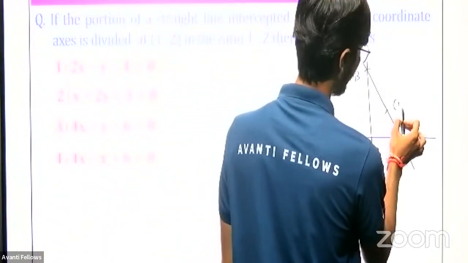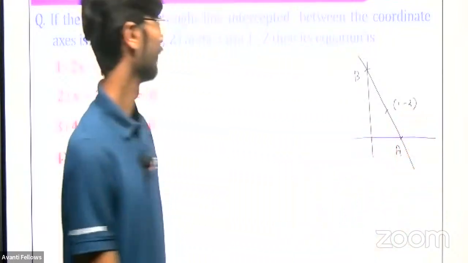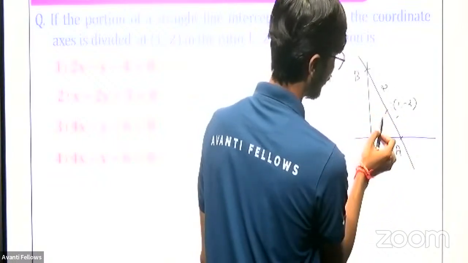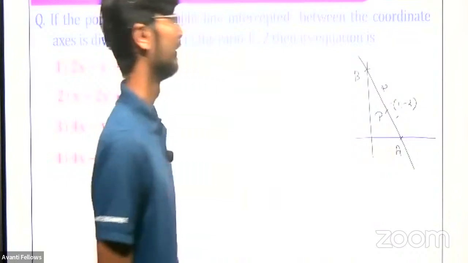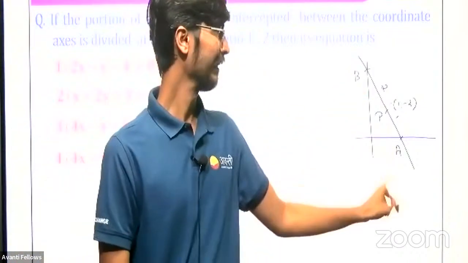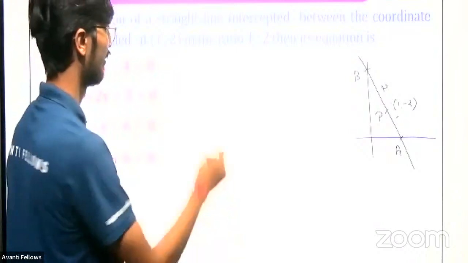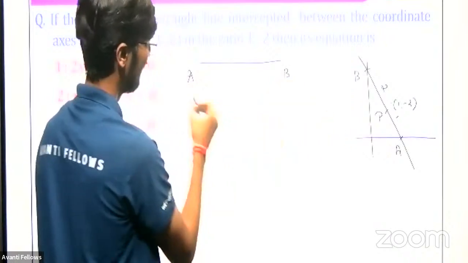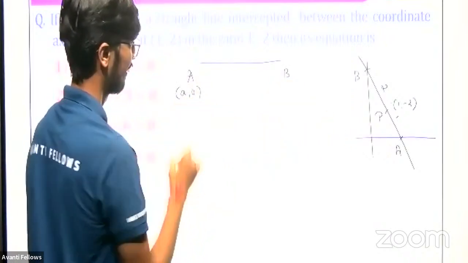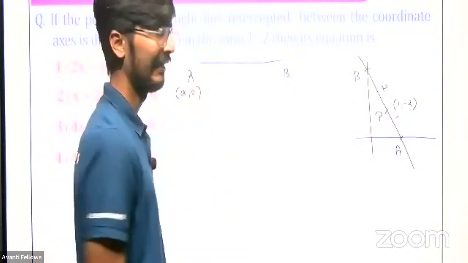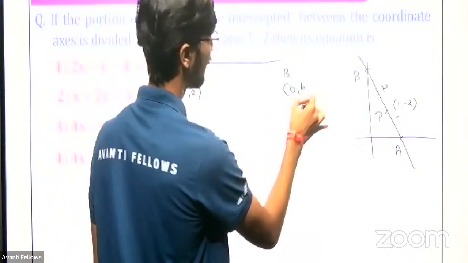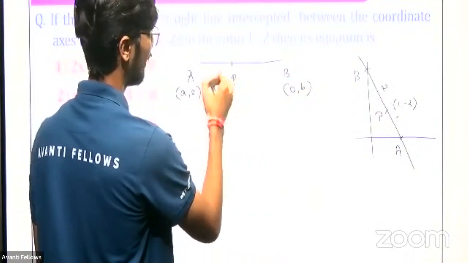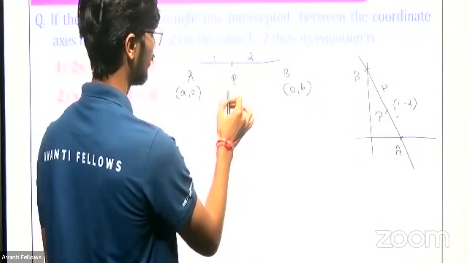Let's say this point is 1 comma minus 2, and in the ratio 1 is to 2. Let's say this is 1, this is 2, and say this point is P. Then we have to find the equation of line AB. We'll make a simpler diagram here. Let's say this is A, this is B. As A is on the x-axis, its coordinates will be A comma 0, or we can say x-intercept is A. B is 0 comma B, or we can say y-intercept is B. There is a point P here, which divides in the ratio 1 is to 2.